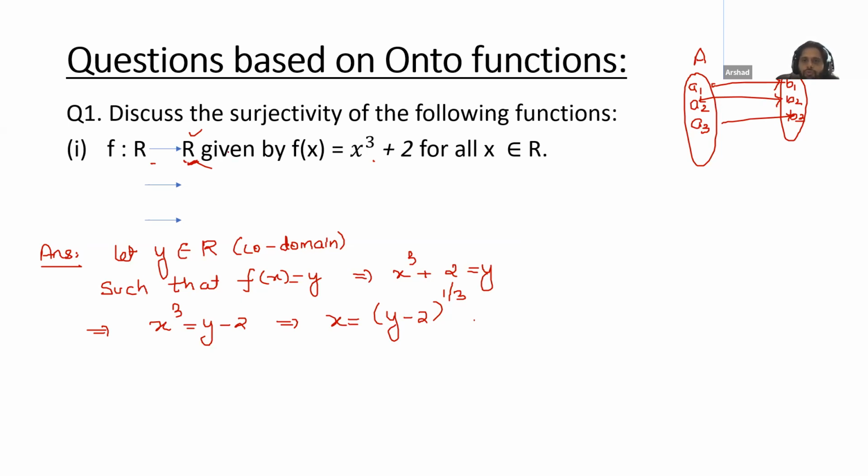Please check here. For an onto function, you need to assume a value from the second set. So we will always take y. Let y belong to R, that is from the second set. What is the second set? This is called the codomain. So always write codomain if the sets are different, such that f(x) is equal to y. Then, what is f(x)? x cube plus 2 is equal to y. Then you need to write x cube is equal to y minus 2, and x is equal to (y minus 2) to the power 1 by 3. Okay.